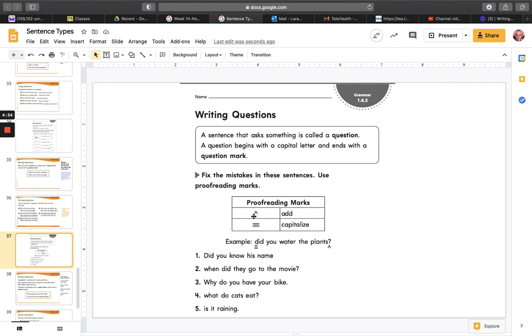So this little arrow pointing up tells us that we need to add something. And these 3 lines tell us to capitalize something. So in our example, did you water the plants? I have 3 lines under did because this needs to be capital. It's the beginning of a sentence. And they put an arrow under at the end because they need to add a question mark. So you're going to do the same thing for numbers 1 through 5. Put your proofreading marks if it needs a capital or if you need to add a question mark.